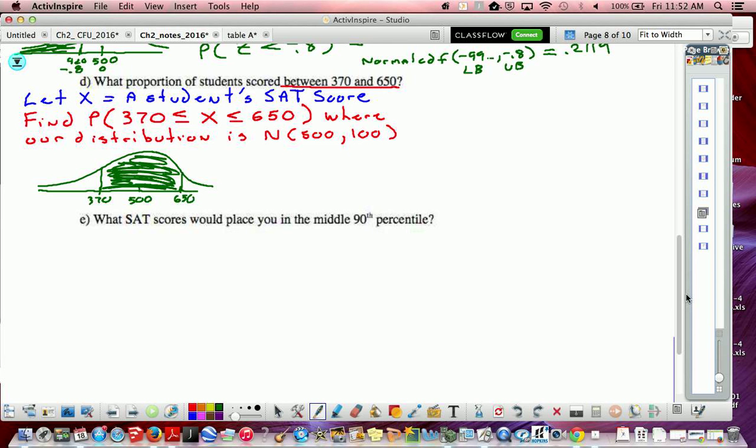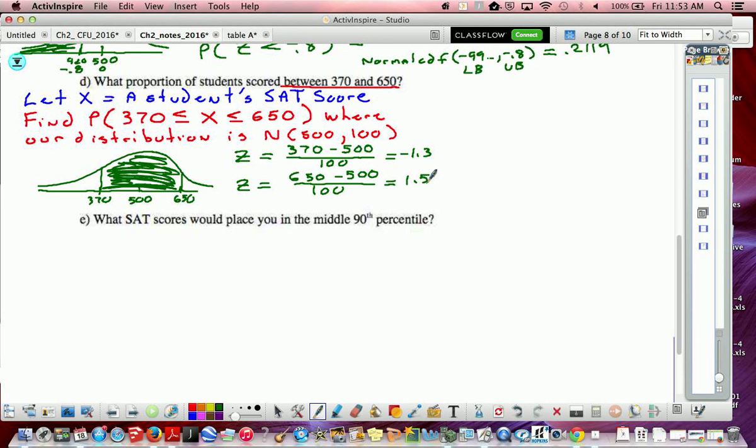But on this one, I have to calculate out 2 z-scores. So the first one, the lower bound score was 370 minus 500 divided by 100, negative 1.3. Because 370 minus 500 is negative 130. Negative 130 divided by 100, negative 1.3. 650 minus 500 divided by 100, you got it, 1.5.